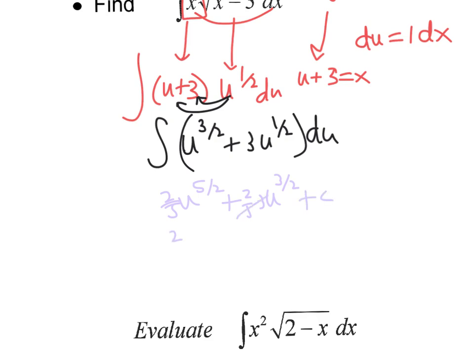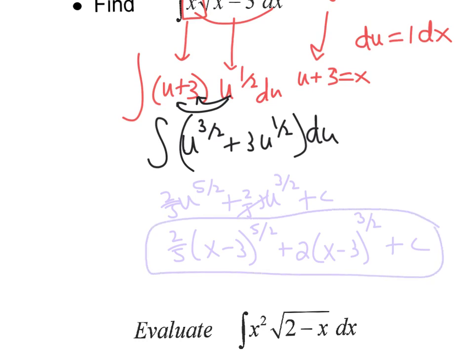Okay, so you end up with 2/5 x minus 3 to the 5/2 plus 2 times x minus 3 to the 3/2 plus c. You can either do that, or if you wanted to factor it out a little bit more, you can, but this is fine for now. Okay? Usually we're used to factoring out. All right, try the next one.